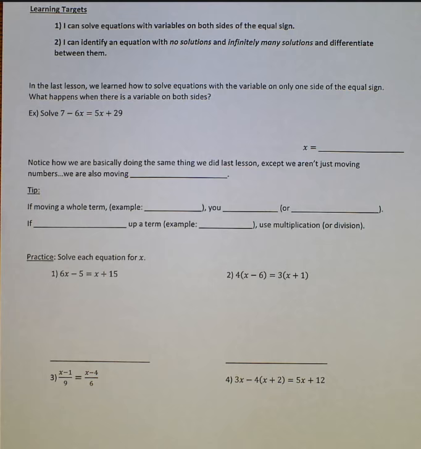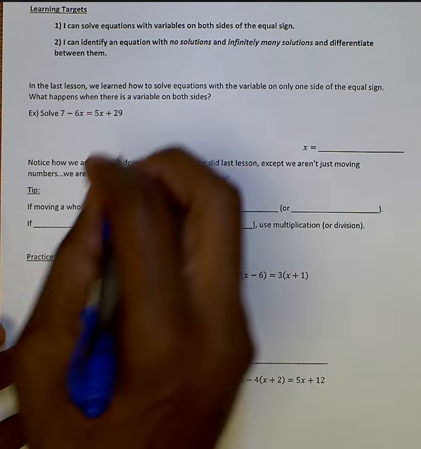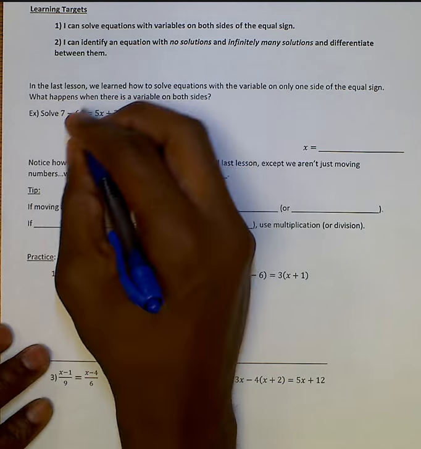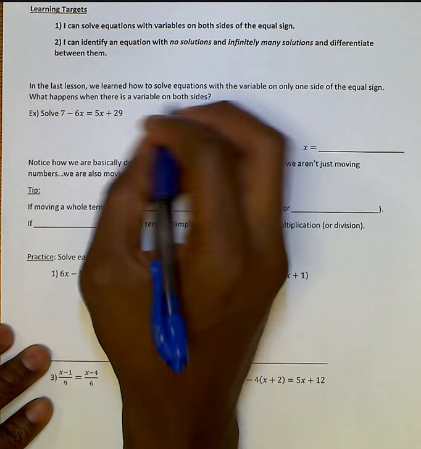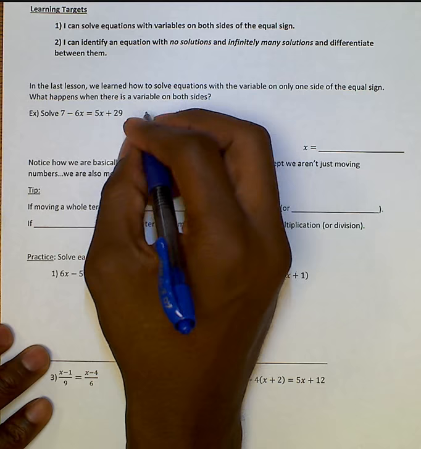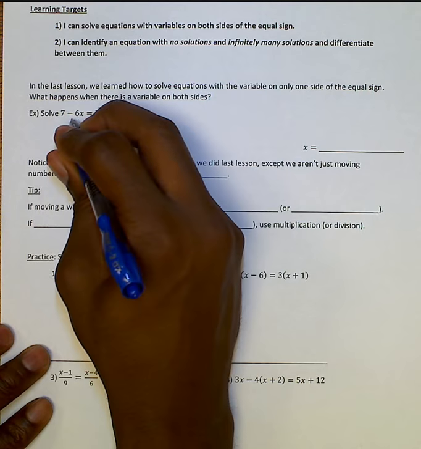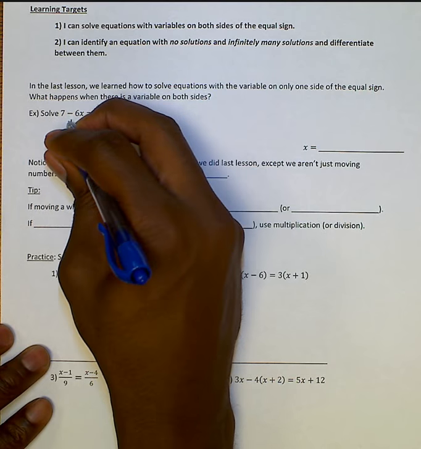Okay, well, let's find out. Let's go through this problem. We have 7 minus 6x equals 5x plus 29. I want to solve for x. It means I want to get x by itself. Before I can get x by itself, I need to get the x's together.